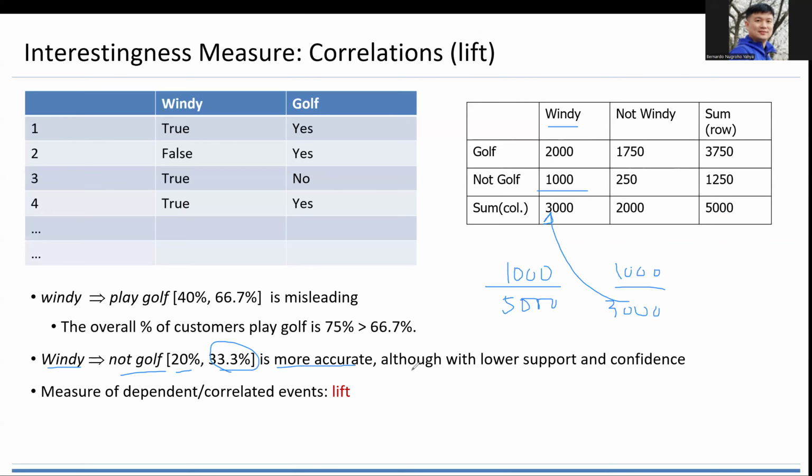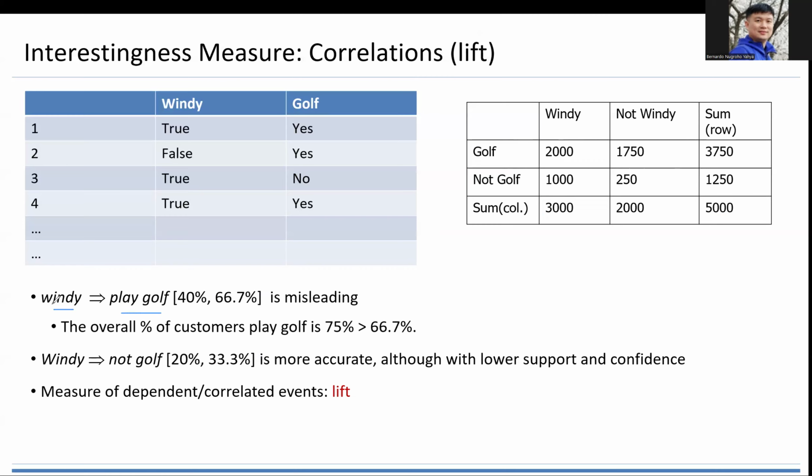We can say this is more accurate with lower support and confidence, but still, we need to figure out whether it is a good measure for these two cases. There's another measure, we call it correlated events. We will learn about lift, how to measure the dependency and how to measure the correlated event. Is there any correlation between windy and play golf?